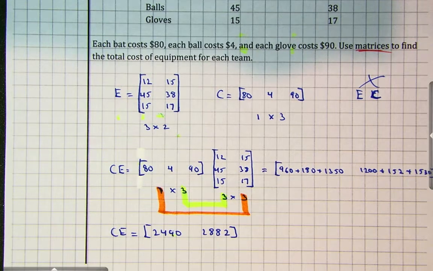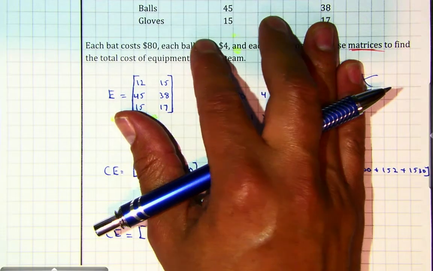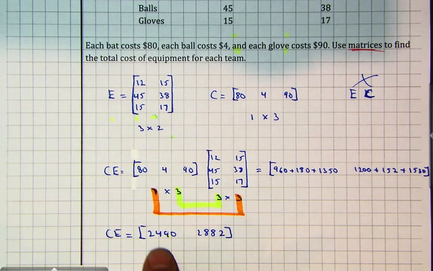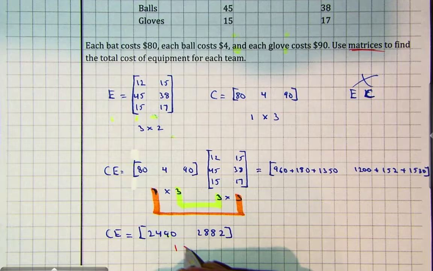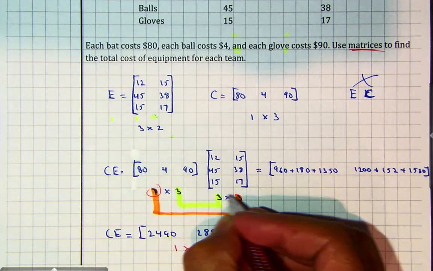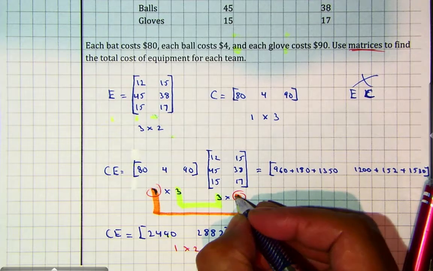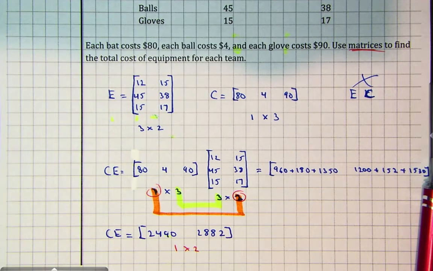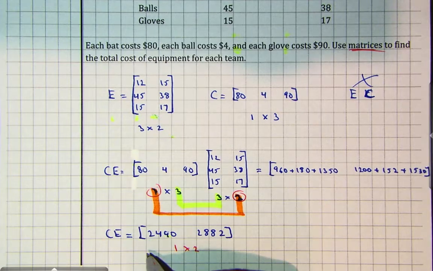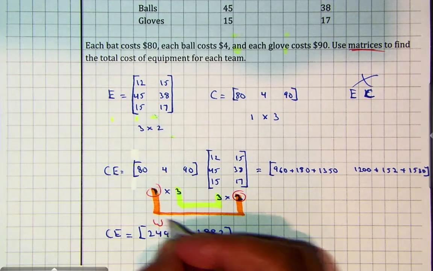Excellent. So at this point, you should get a matrix that is 1 by 2, 1 by 2. And this is a 2, correct? Do you guys notice that? So therefore, this is the cost. This will be for the women's team, and this is for the men's team.